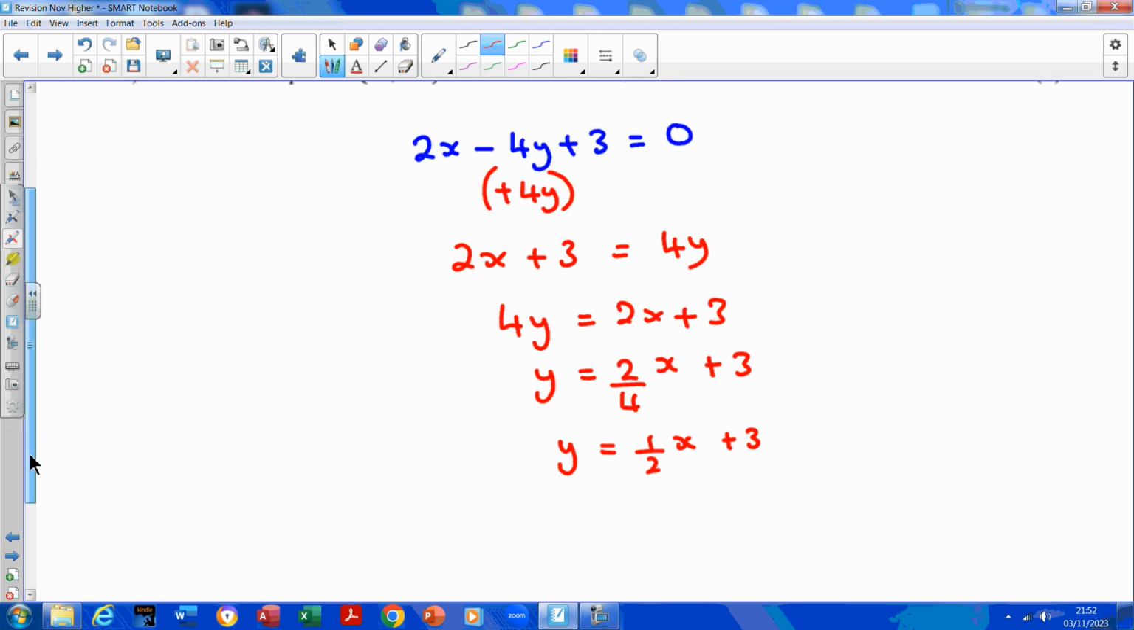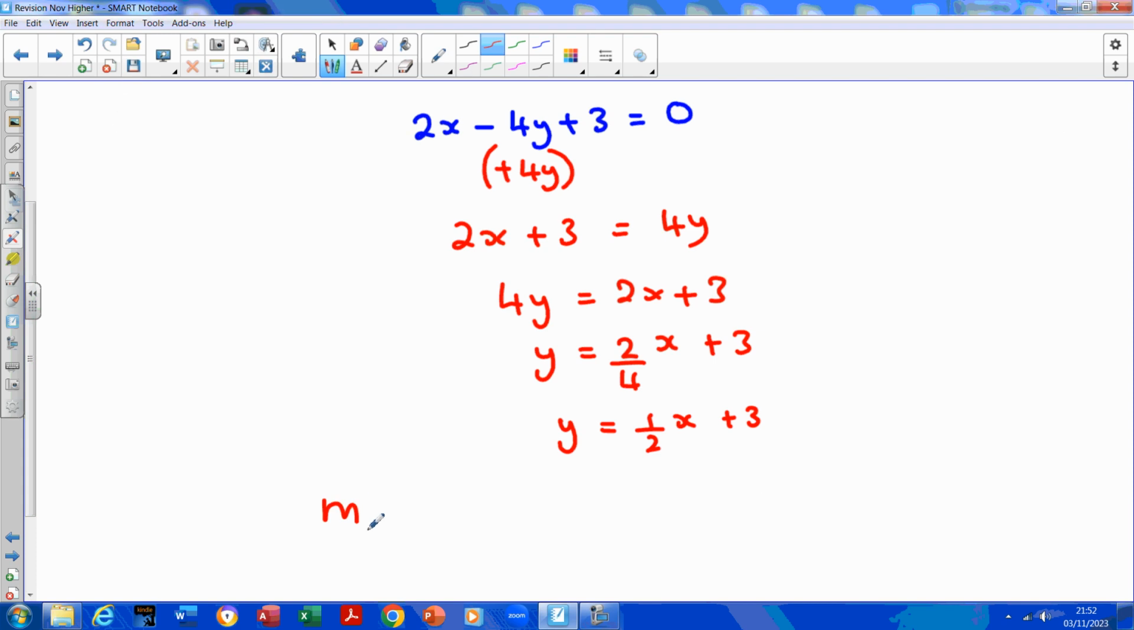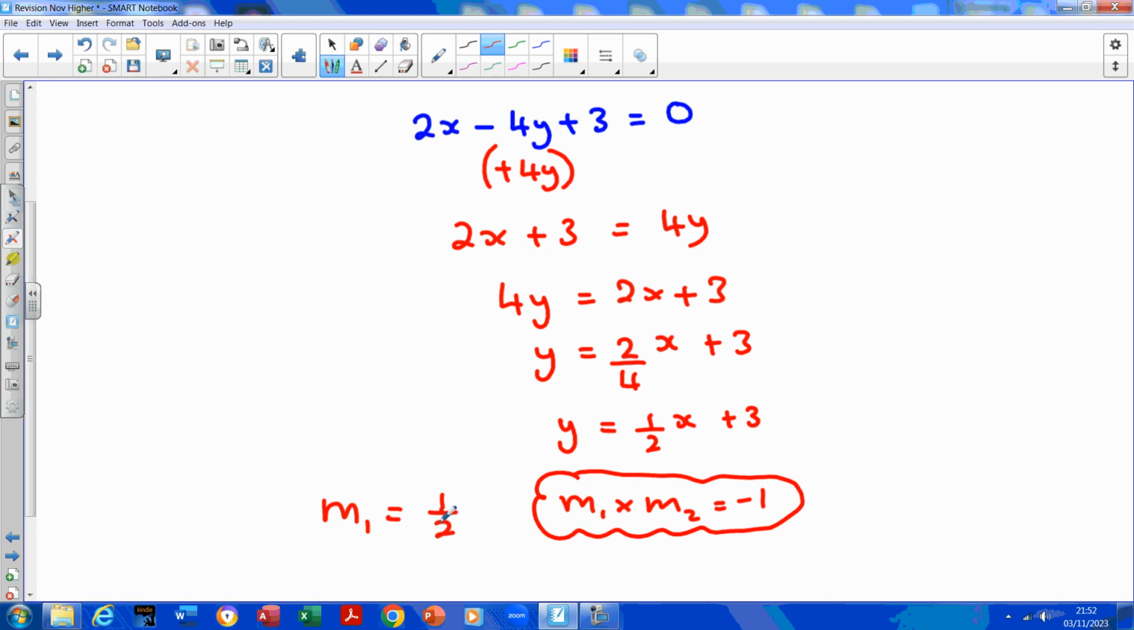So it's perpendicular to that line, so we'll say that m1 is equal to a half. We'll write down m1 times m2 is equal to negative 1. That means we can flip and change the sign. So when I flip the gradient of that one, I get 2, but I've got to change the sign. So m2 is equal to negative 2.